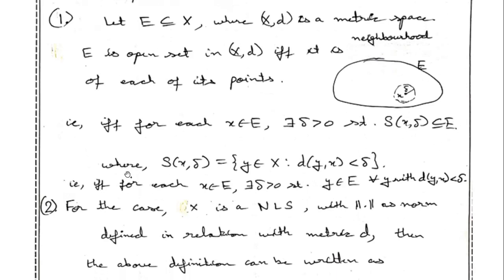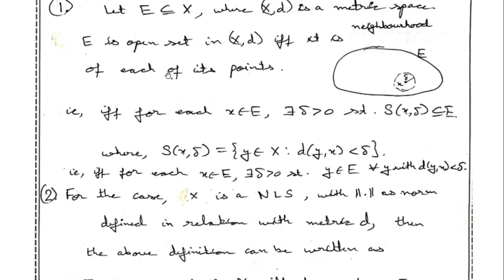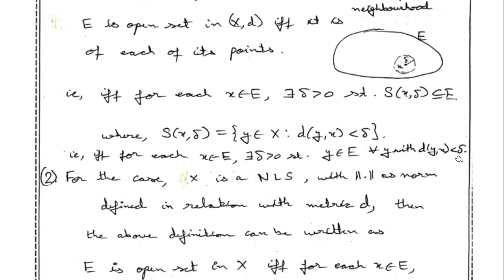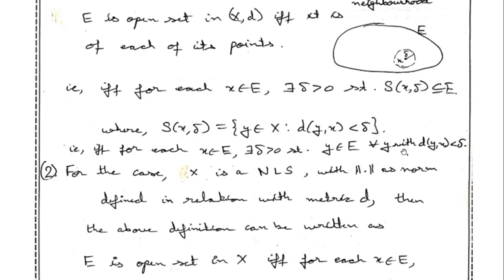So the definition becomes: a set E is an open set if and only if for each x belonging to E, there exists delta greater than 0 such that y belonging to this implies y belongs to E. So y belongs to this set means distance of y from x is less than delta implies y belongs to E. Or we can write that for each x belonging to E, there is delta greater than 0 such that y belongs to E for all y such that distance of y from x is less than delta. So that is the definition we are going to use for an open set for a metric space.